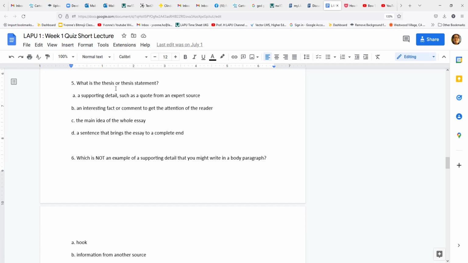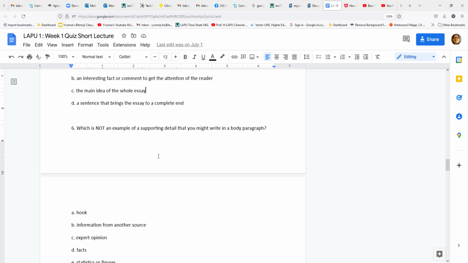What exactly is a thesis statement? Your thesis statement is the main idea of the whole essay. Your thesis statement has a topic, opinion, and reason, and serves as the roadmap to your paper.